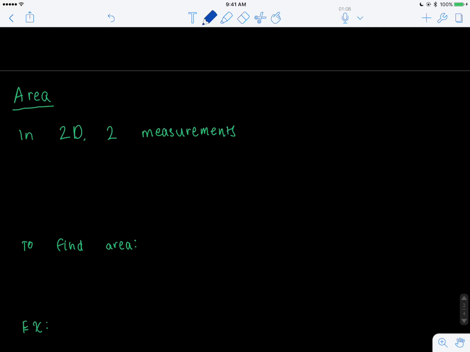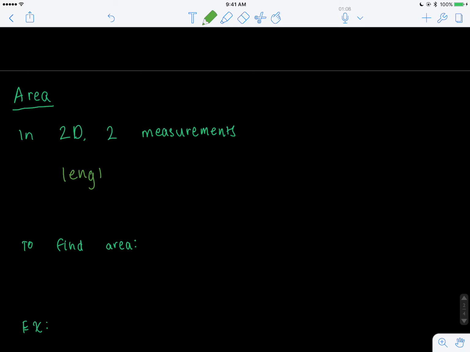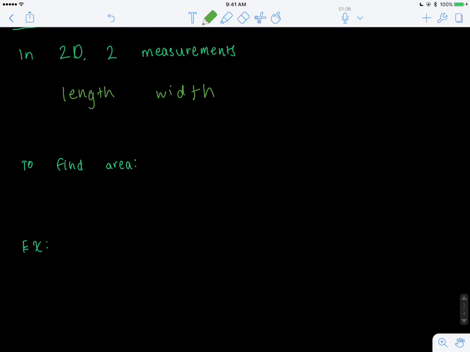When you have a two-dimensional shape, there are two measurements. That's why there are two dimensions. They are length and width. In order to find the area, it's a simple calculation when it comes to a rectangle specifically, or for any shape, some variation of the formula length times width.